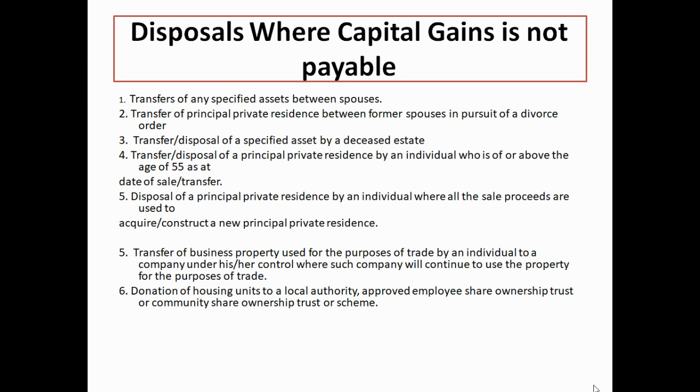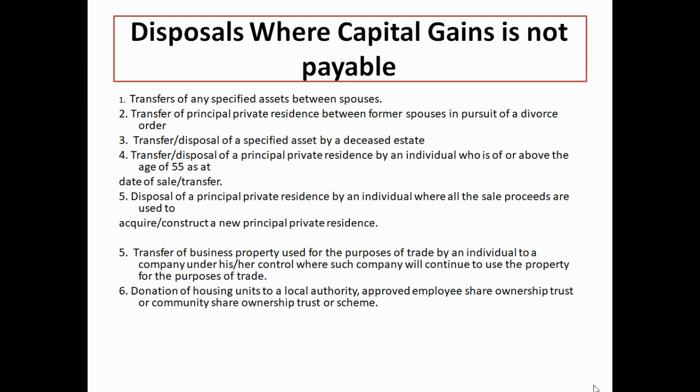So there are some disposals where we do not calculate capital gains tax. This is the list of those disposals. We said transfers of any specified assets between spouses. Then transfer of principal private residence between former spouses in pursuit of a divorce order. Then transfer or disposal of specified asset by a deceased estate. Transfer or disposal of principal private residence by an individual who is at or above the age of 55 as at date of sale. Disposal of principal private residence by an individual where all the proceeds are used to acquire or construct a new principal private residence.